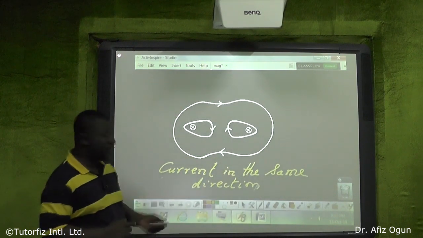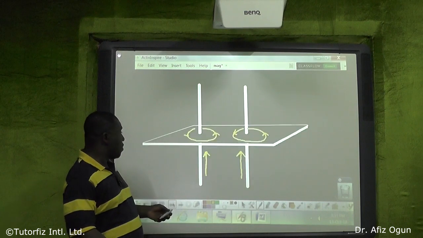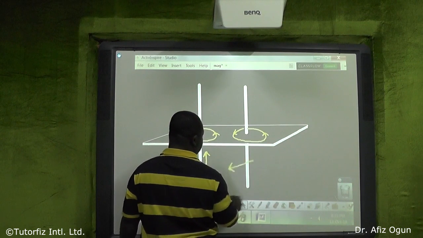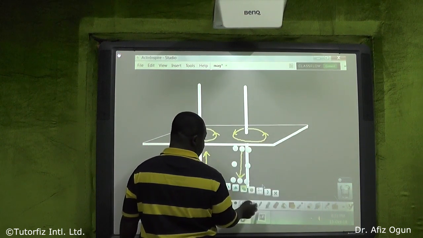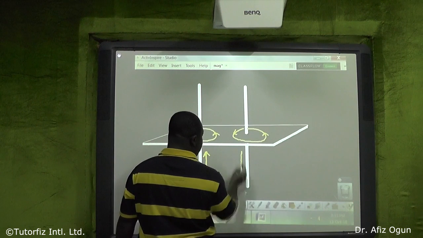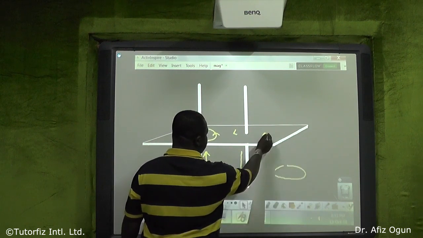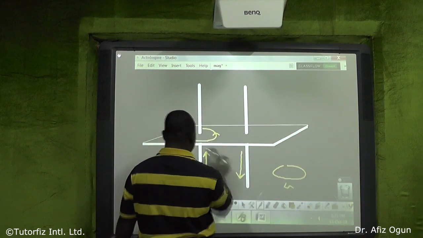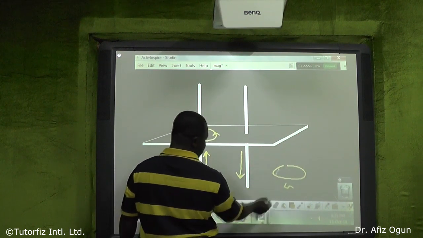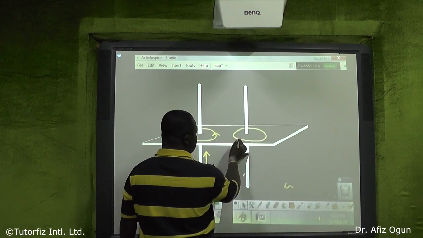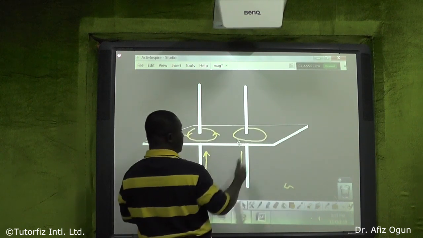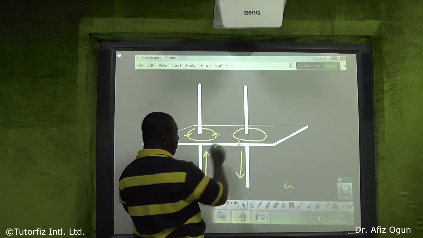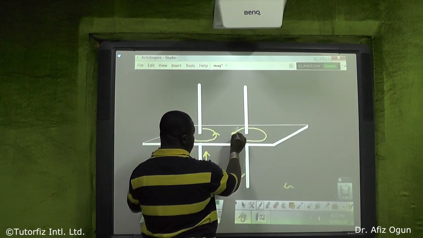Now, wires carrying current opposite each other. Imagine this was like this. That means my grip rule here will be different. This is still correct, but for this one I'll have a different direction, in a clockwise direction. Don't forget that: grip rule in a clockwise direction.